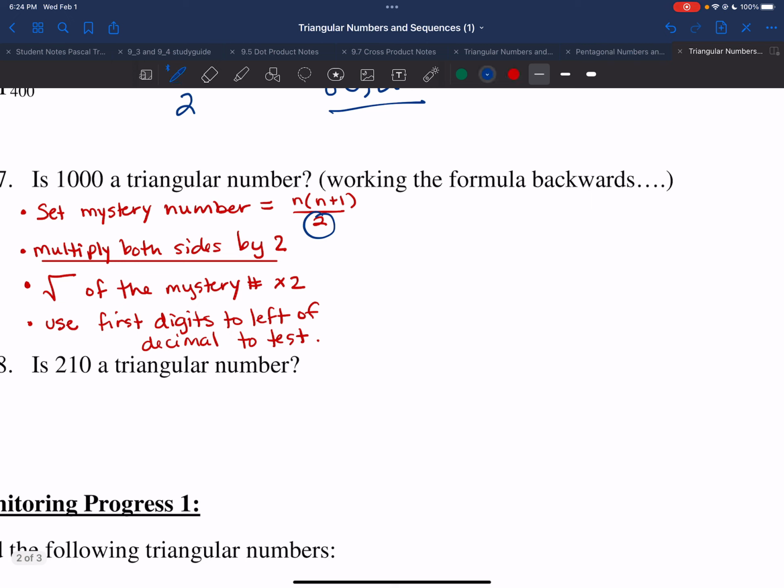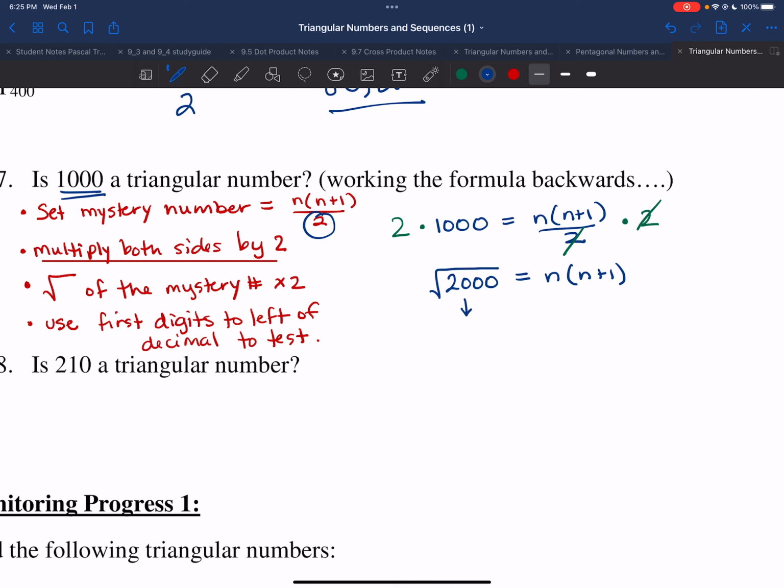So let's give this a shot. So I'm going to set this up. I want to know if 1,000 is a triangular number. So 1,000 equals n times n plus 1 over 2. I want to multiply both sides by 2. So now I'm on this second bullet, right? The 2's cancel out on this side. So now I'm left with 2,000 equals n times n plus 1. All right, here's where it gets kind of crazy. I'm going to take the square root of 2,000.